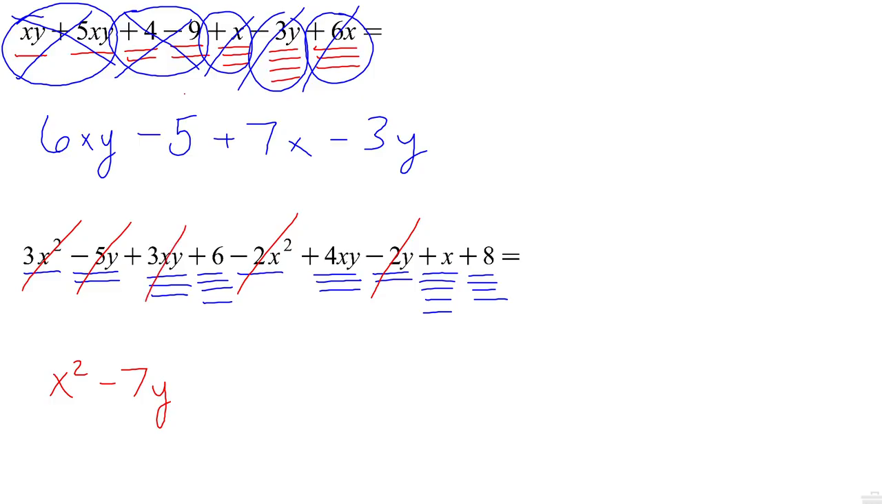We have a positive 3xy and a positive 4xy that I've underlined 3 times. 3 and 4 is 7, so plus 7xy. We've got a plus 6 and a plus 8. Underlined 4 times. 6 and 8 is 14. And lastly, the only thing we haven't crossed out is our plus x. So we've simplified that down.